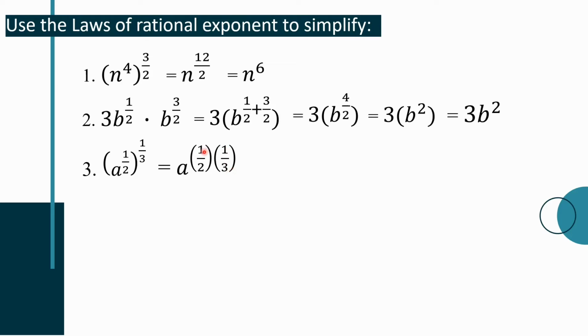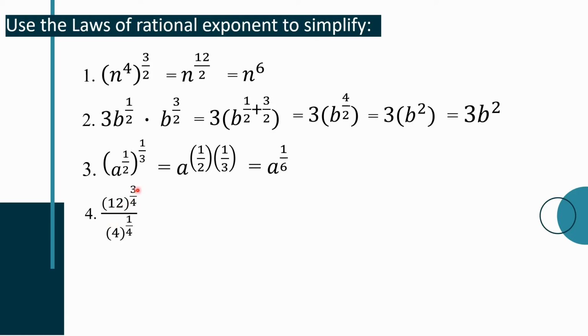So, when it's multiplication, we just need to multiply the numerators and then multiply the denominators. So, that will be equal to 1 times 1, 1. 2 times 3, 6. So, we have a raised to 1/6. Okay? Nakukuha? Okay, let us have number 4.